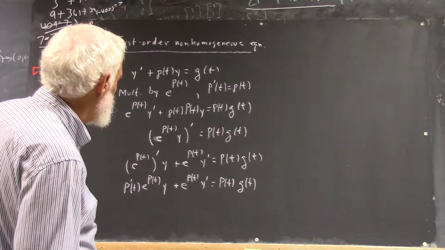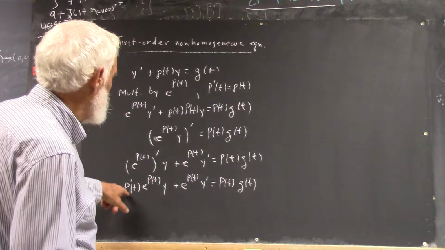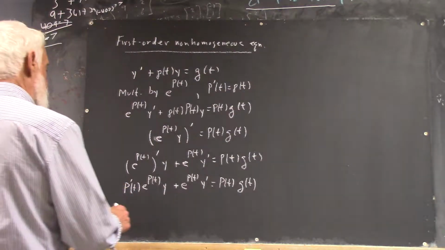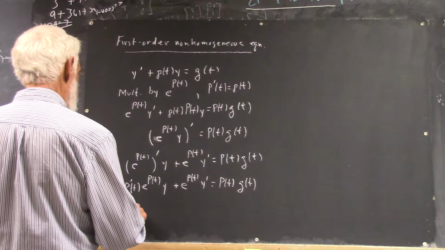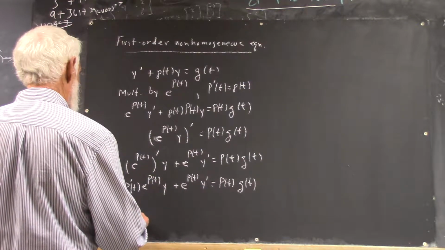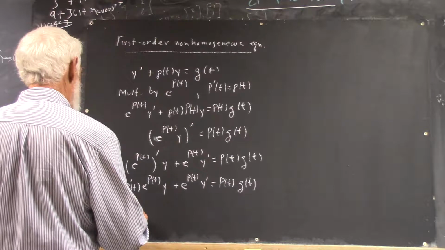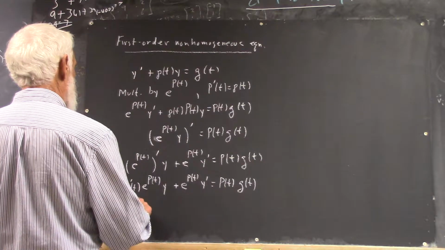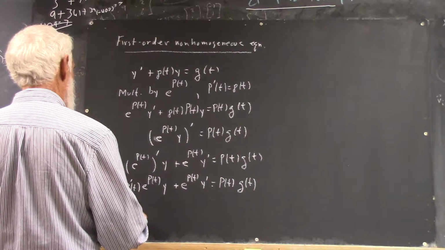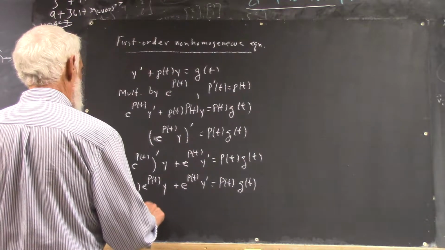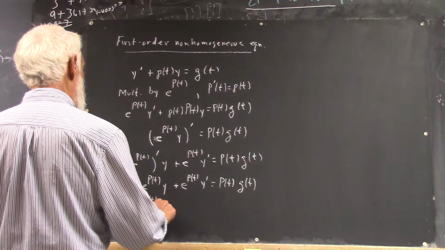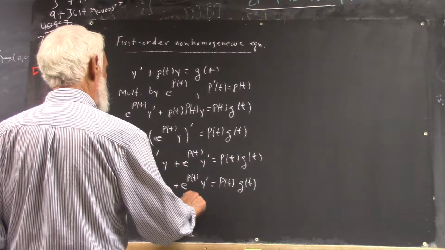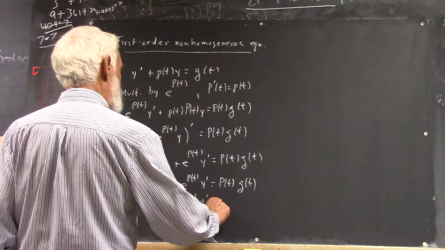So what's big P prime of t? Little p. So this is our little p of t. Let's see if I can write that for you. It's hard to. That's our little p of t, times e to the capital P of t, y, plus e to the capital P of t, y prime.